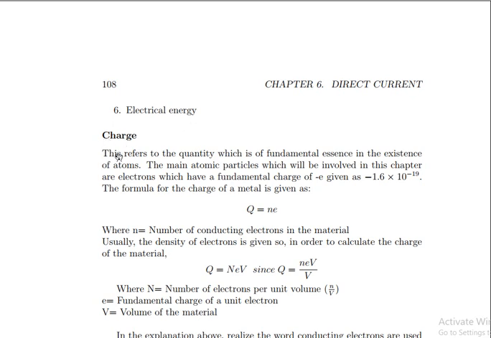Now, what is the charge? This refers to a quantity which is a fundamental essence in the existence of an atom. The charge is normally given as the number of conductive electrons times the fundamental charge e, and this e is the charge of an electron. So the charge of a material will be equal to the number of conductive electrons times the charge of one electron. The charge of one electron is given as negative 1.6 times 10 to the power negative 19 coulombs.